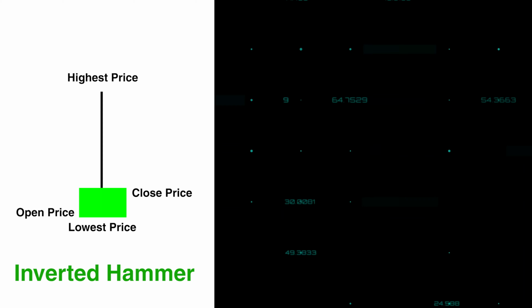Third, analyze the volume. If the inverted hammer forms with high volume, it suggests strong participation from buyers. That's exactly what you want to see. Low volume means lack of conviction. High volume means real interest.